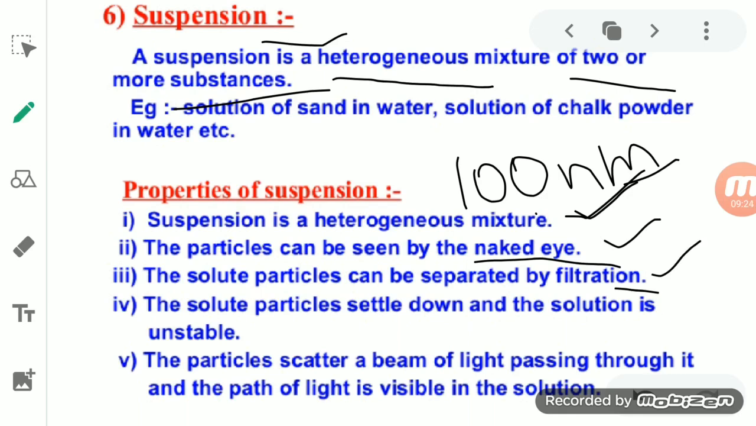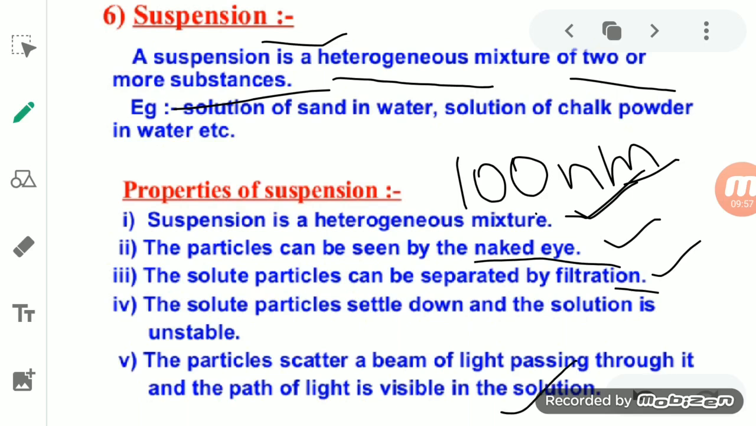Next one is that the solute particles settle down and the solution is unstable. You see here the suspensions are unstable. Unstable how? When you leave it undisturbed for some time, you find that the particles which were continuously moving around will, after some time, settle down. So settling of the particles will occur in a suspension.